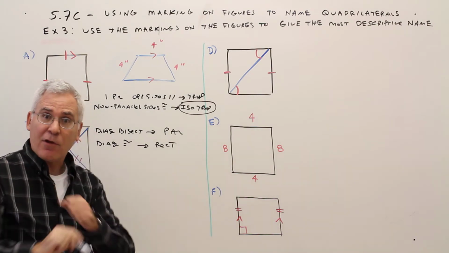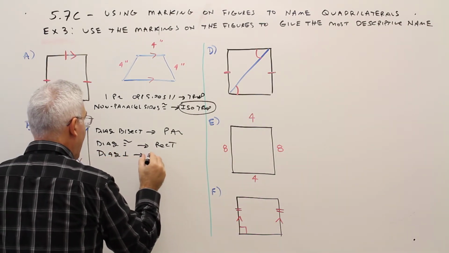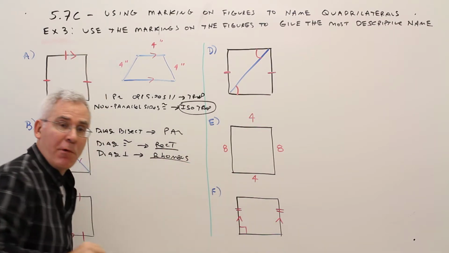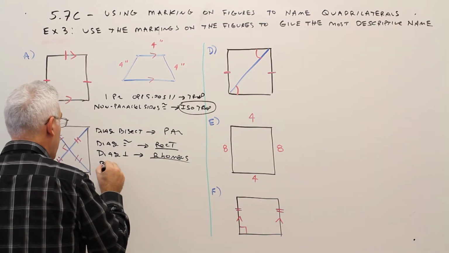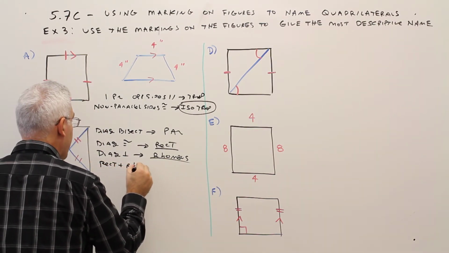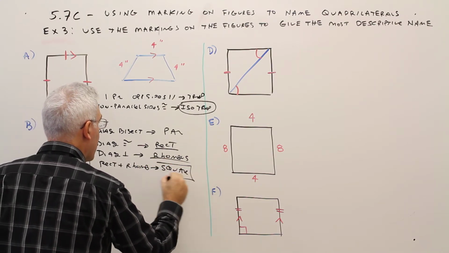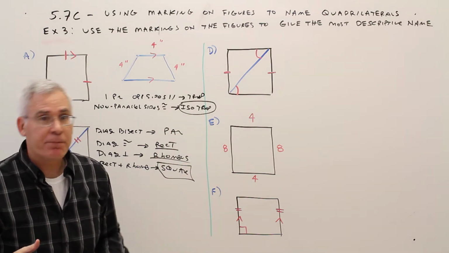The diagonals are perpendicular. That's going to get me to a rhombus. And then if we're a rectangle and a rhombus, of course we're a square. Rectangle plus rhombus gets us to be a square. So I encourage you to pause the video and try these on your own, but I'll go through the rest right now.